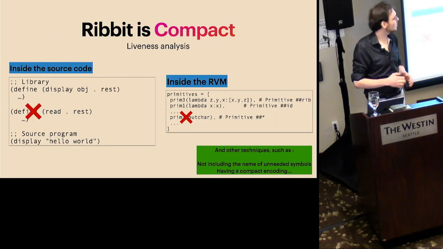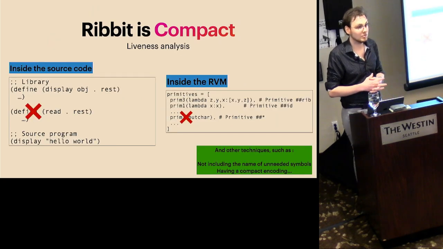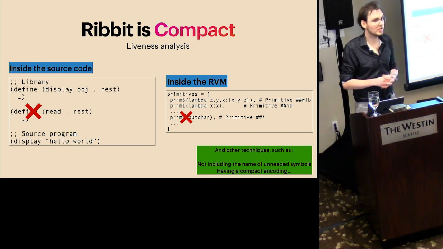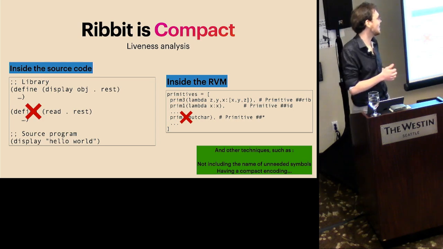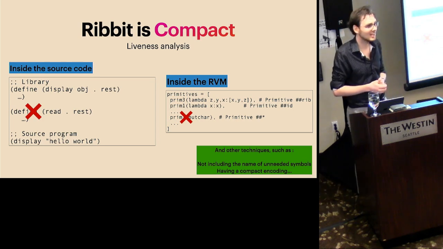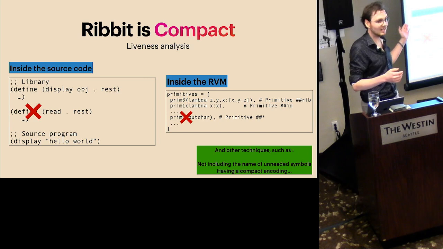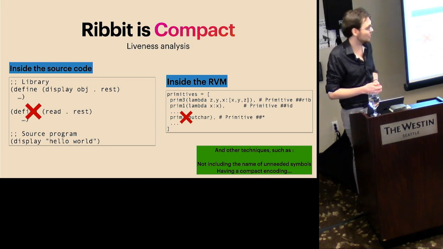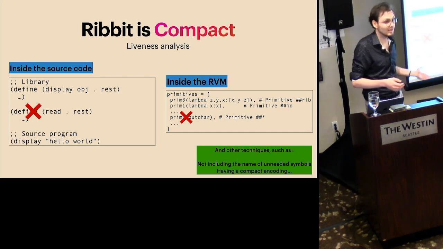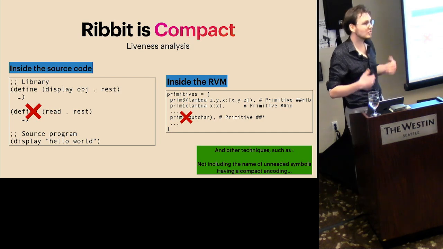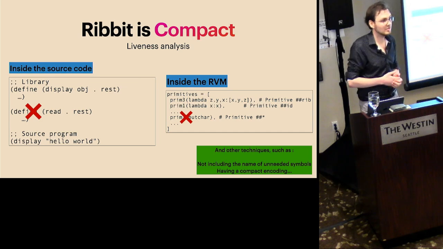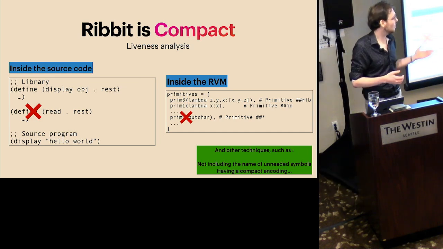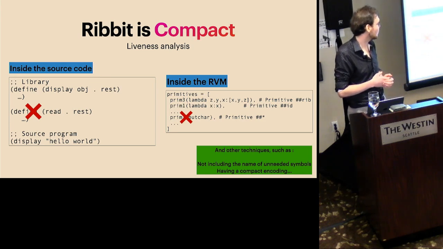Now I'll go a little bit over things that Ribbit does to compress the code. One thing Ribbit does to compress the code is a liveness analysis. It does a liveness analysis inside the source code by, for example, removing the read procedure if we only display. But it also does it inside the RVM.